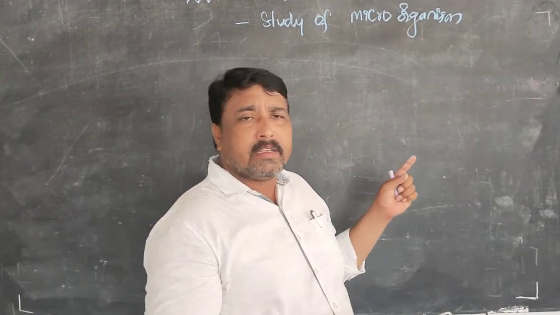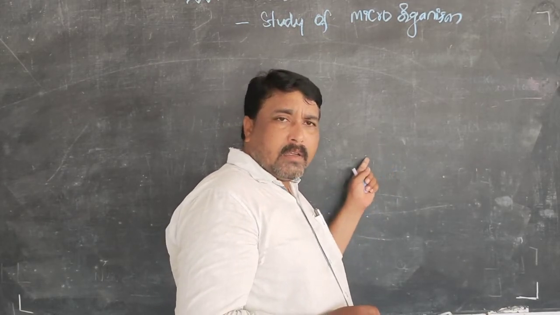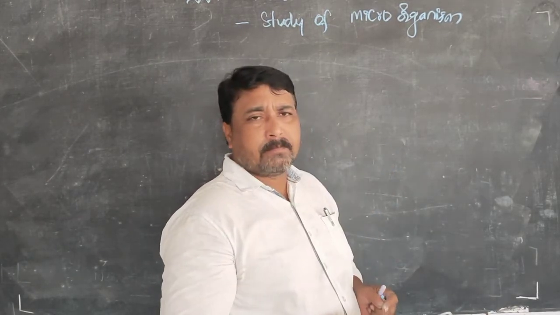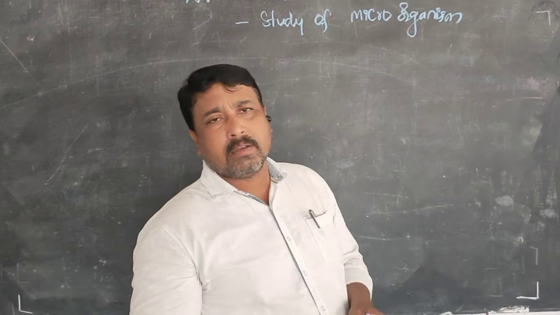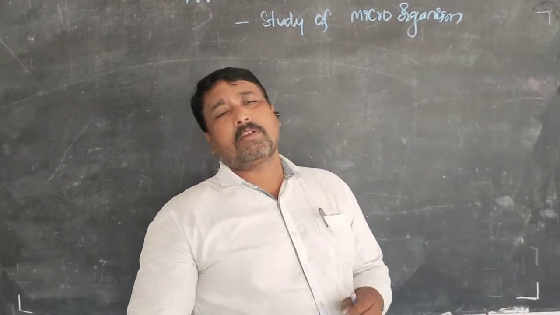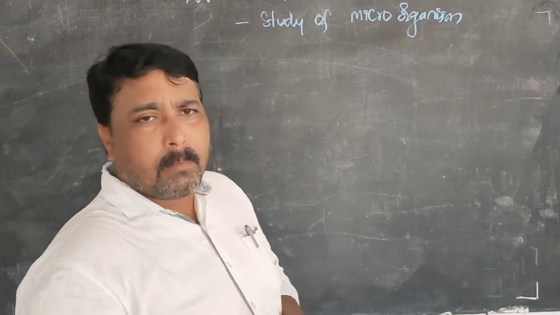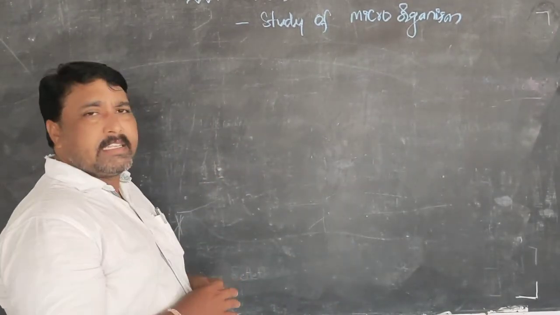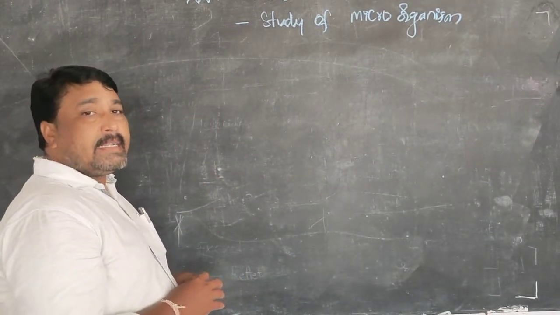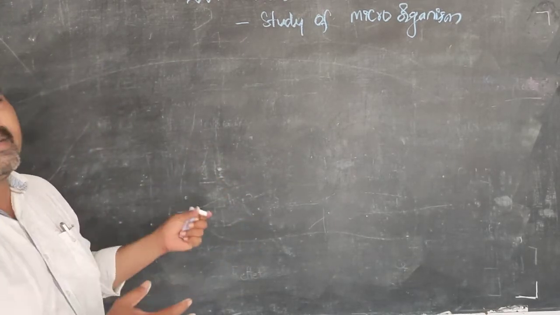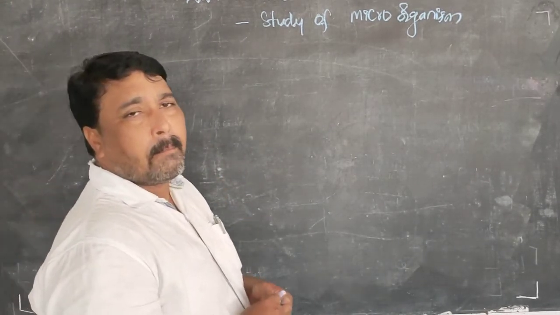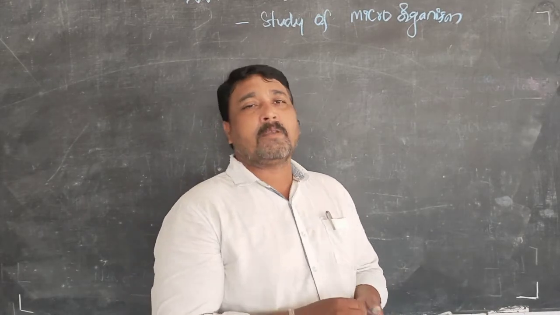Microorganisms were described by scientists like Louis Pasteur, Leeuwenhoek, Robert Koch. All these scientists described different types of microorganisms.